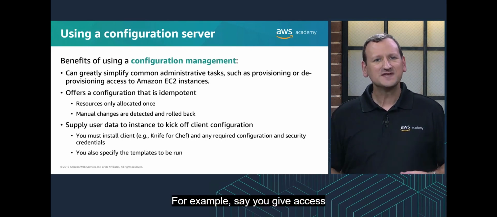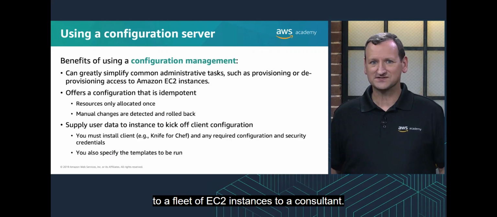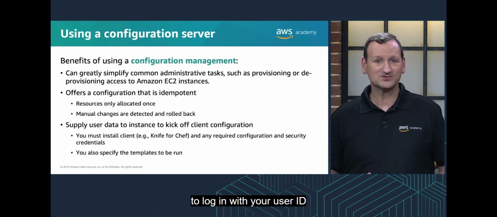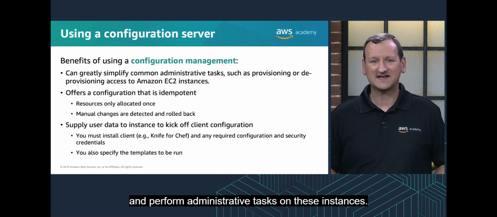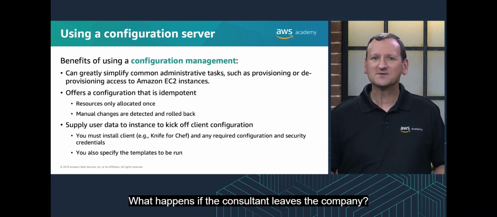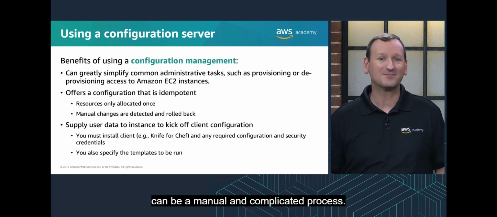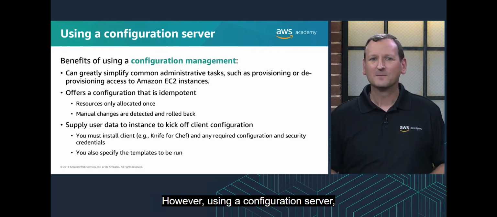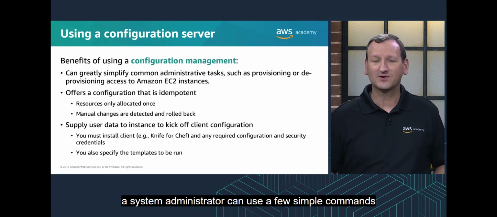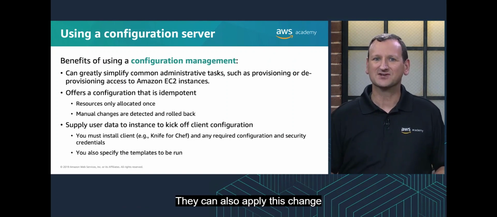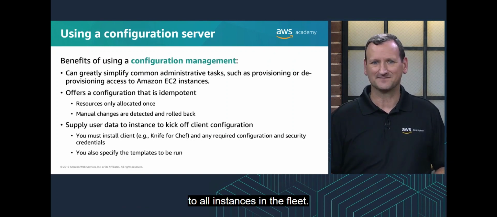For example, say you give access to a fleet of EC2 instances to a consultant. You give the consultant a private key to log in with your user ID and perform administrative tasks on these instances. What happens if the consultant leaves the company? Without a configuration server, deprovisioning access to these machines can be a manual and complicated process. However, using a configuration server, a system administrator can use a few simple commands to easily change access to the system. They can also apply this change to all instances in the fleet.